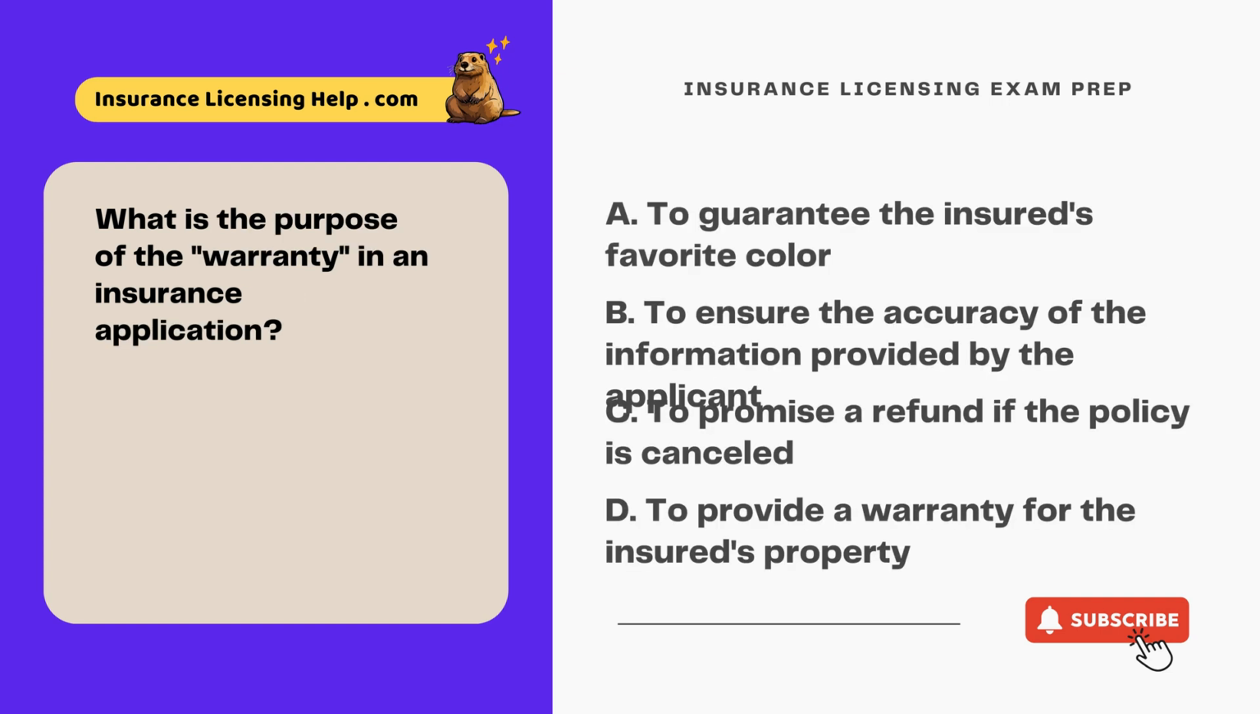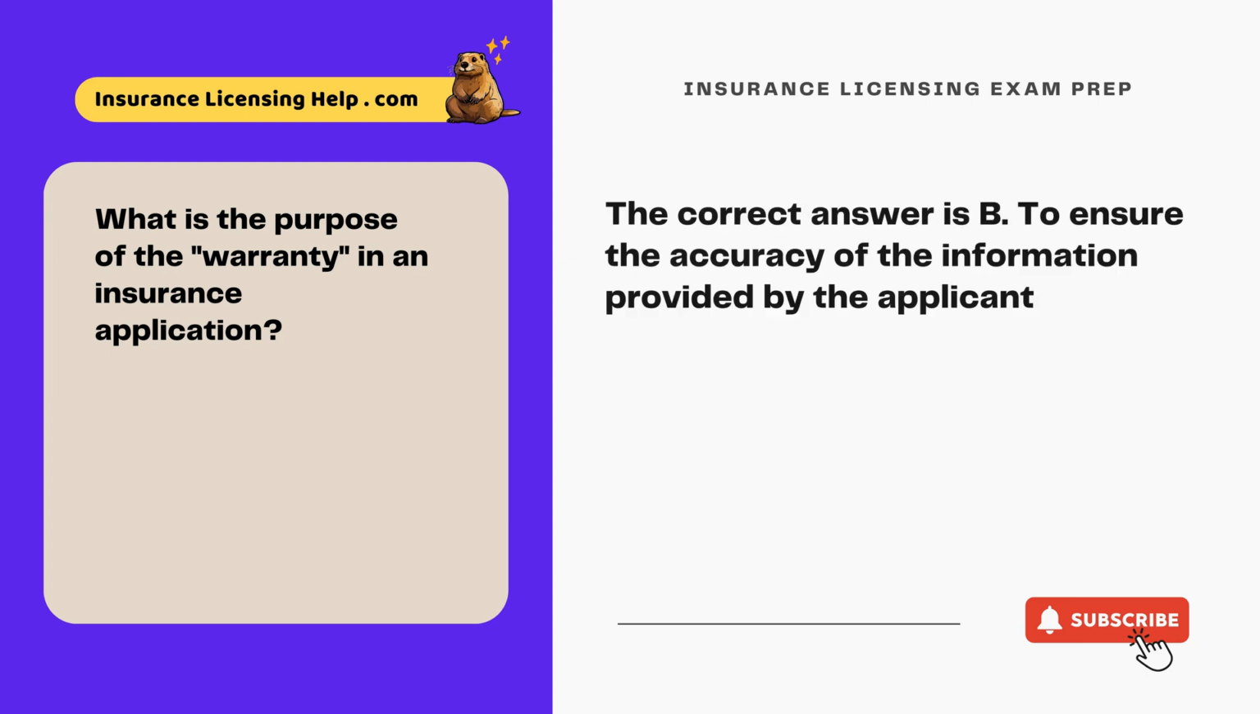What is the purpose of the warranty in an insurance application? A. To guarantee the insured's favorite color. B. To ensure the accuracy of the information provided by the applicant. C. To promise a refund if the policy is canceled. D. To provide a warranty for the insured's property. The correct answer is B. To ensure the accuracy of the information provided by the applicant.